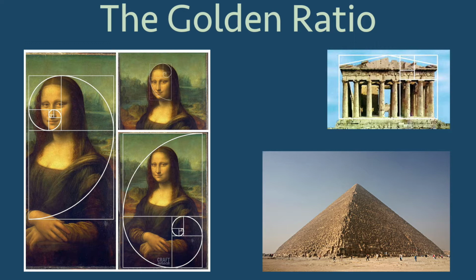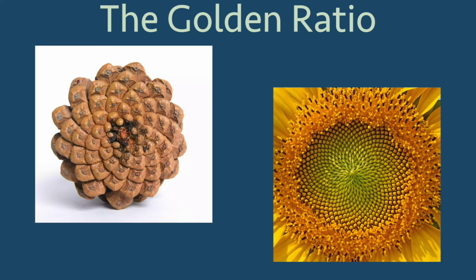It is a subjective description to say that these things are pleasing to the eye, but this golden ratio can also be found in objects not made by humans. In particular, we can discover the golden ratio in the spiral patterns of sunflower seeds, seashells, and pine cones.